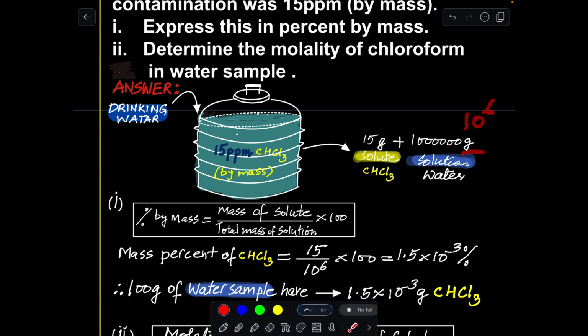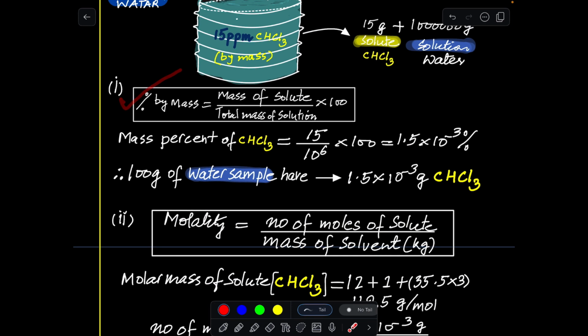First we have to find out the mass percent, for which we need the mass of the solute divided by the total mass of the solution multiplied by 100. So the mass percent of chloroform is calculated as the mass of solute, which from ppm we have taken as 15 gram, and the mass of solution will be 10 raised to the power 6 gram, multiplied by 100. Here gram will cancel out, and the mass percent will be 1.5 into 10 raised to the power minus 3%. It means in 100 gram of the given sample of water, we have this very amount of chloroform.